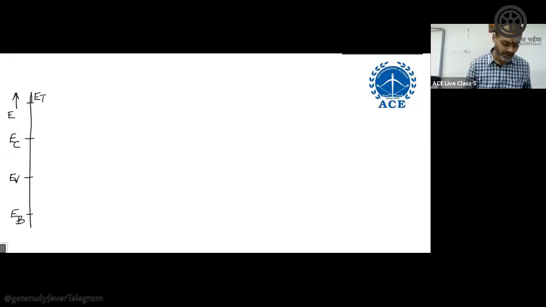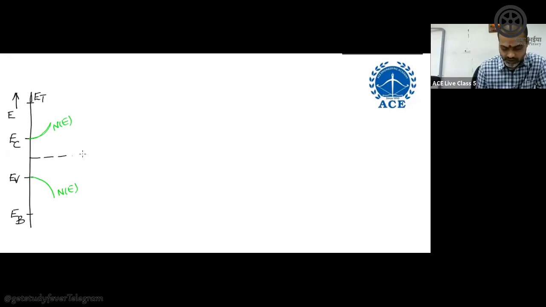Now what is N of E here? We have represented something like this, N of E here, and this one. This is N of E. Now we know where the Fermi energy is located. Let me indicate that also, at the middle, approximately at the middle. So this is nothing but EF. Am I correct? Okay.